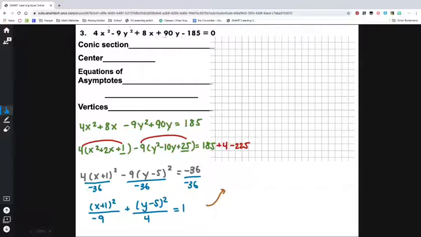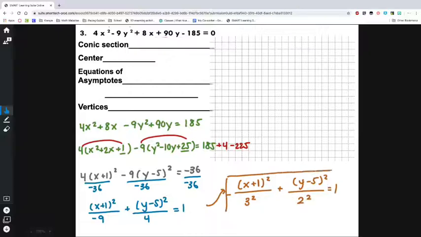I did one more step to get it to standard form. We want to make sure that we represent the denominators as perfect squares. So I'm going to pull the negative out to the front, and then I'm going to represent 9 as 3 squared. And then I'm going to represent 4 as 2 squared. Okay, so there we go. Standard form of our hyperbola.